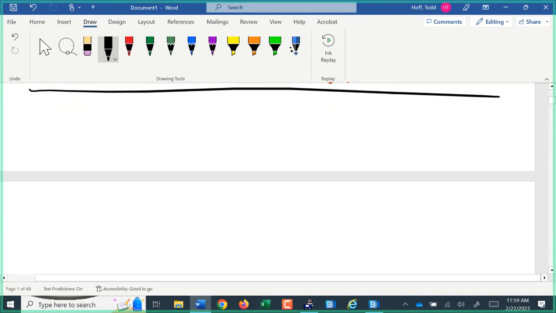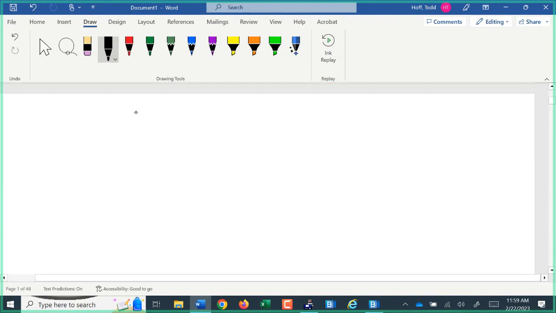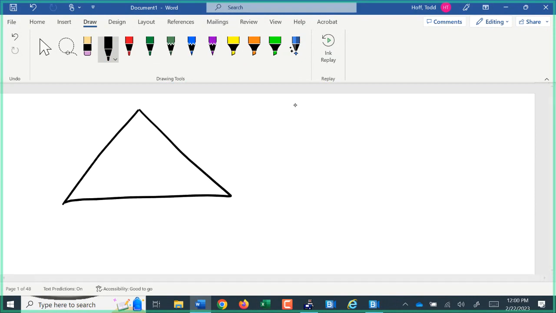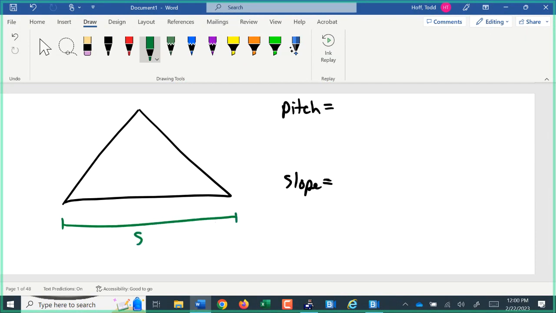Another common set of ratios that homeowners run into are these: pitch and slope. A lot of people, even contractors, use these terms as interchangeable. They're not the same thing. So if we're looking at a roof here, we have a span of the roof, and we have a height.